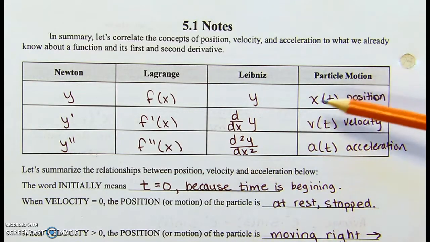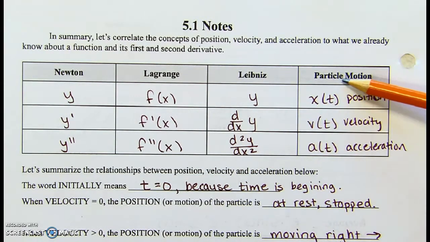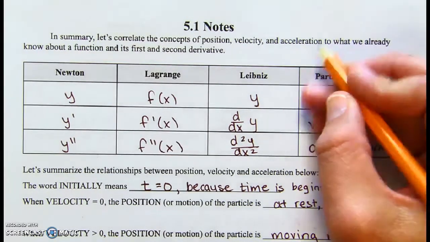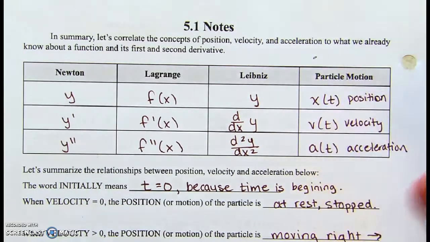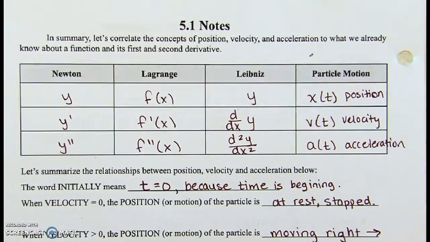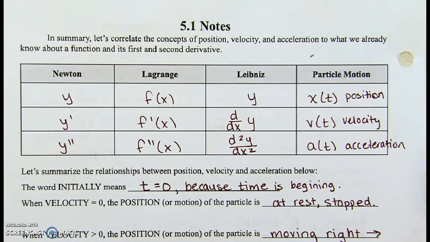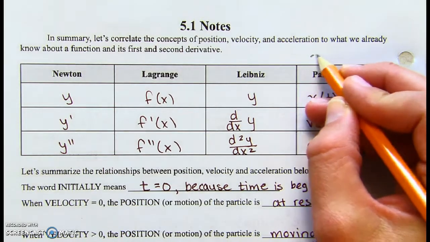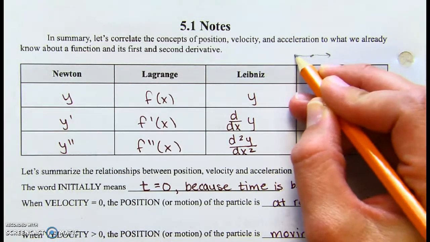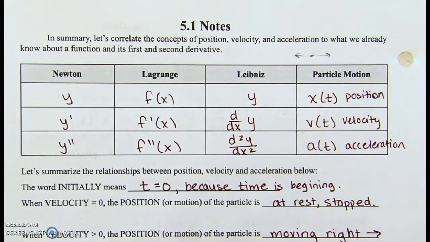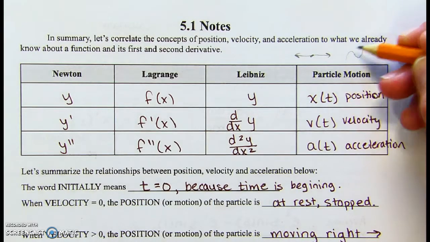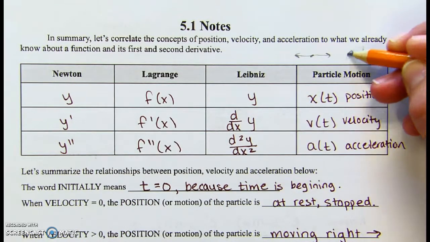Position, this is position or particle motion. So particle means it's a little particle, a dot, like an atom, just like a particle that you see in science. And this particle is moving to the right or to the left. The particle is not on a function that you've graphed in the past. So it's not on one of these. It's not going up and down. Whee! It's not doing that.